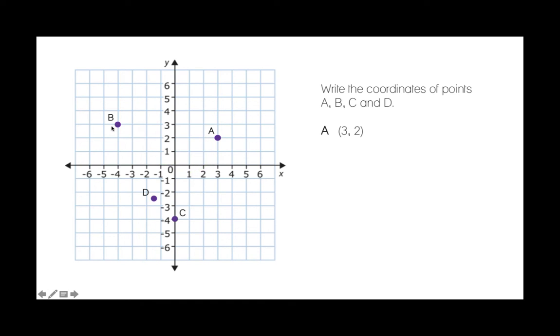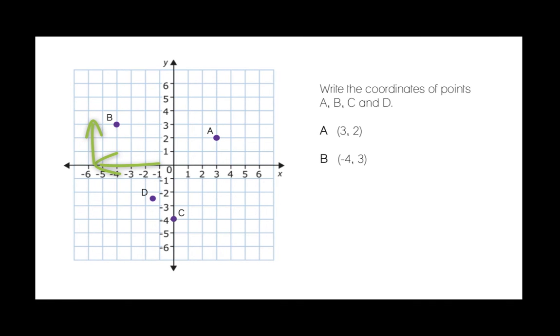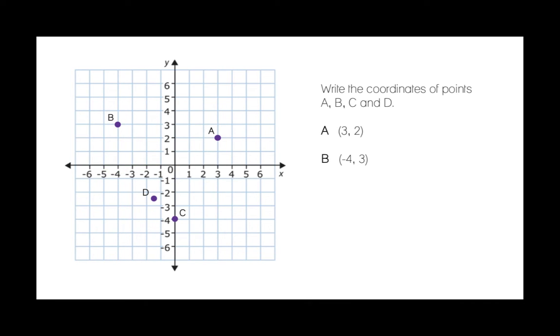Now let's do our B. Now B, we're going backwards 4 places, so that gives us -4, and we're going up 3, which gives us +3. This gives us the coordinates -4, 3. You can see that we're not moving at all from the x-axis, which means our x is going to be 0. And we're going down 4, so we get 0, -4.